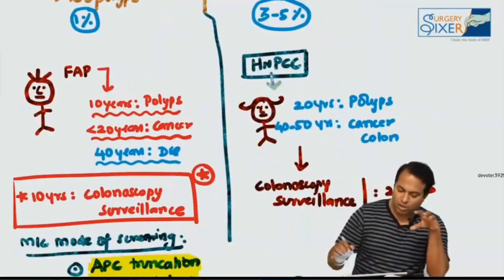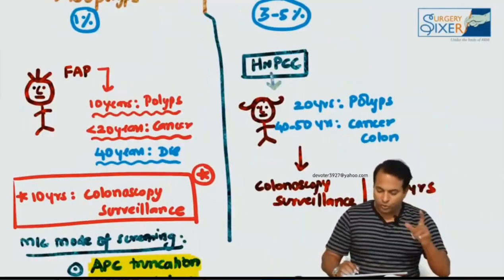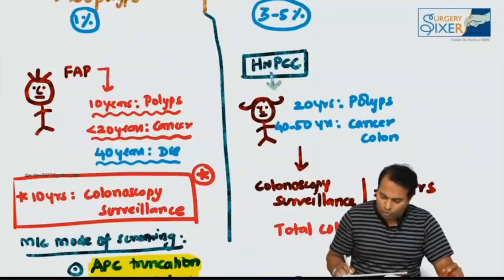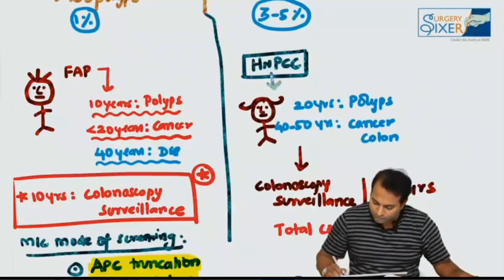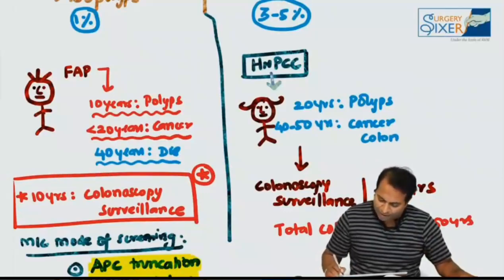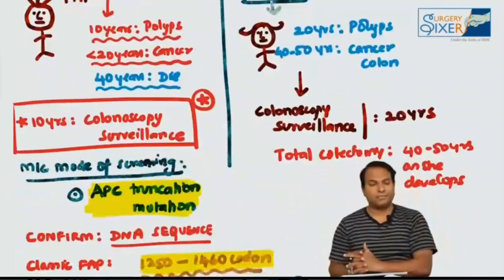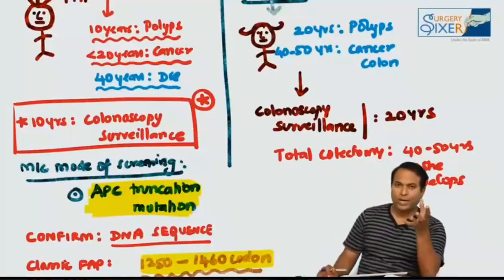20 years onwards, I will keep her on surveillance. And I will do colectomy. When will I do total colectomy? Total colectomy I will do not before. I will do it only when she develops cancer at around 40 to 50 years. As she develops cancer, at that time I will go and do. I won't do a prophylactic surgery for HNPCC, but I will keep them on follow up from 20 years and I will do it at the 40 to 50 year age group.